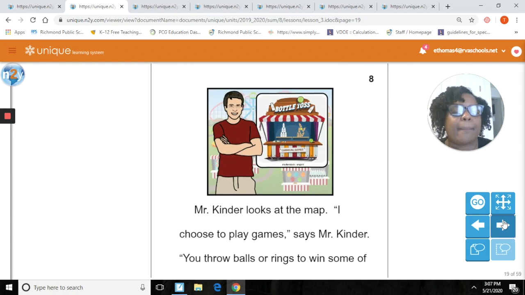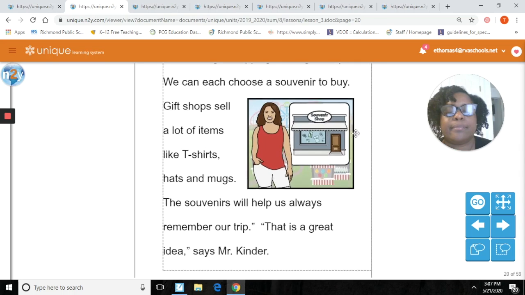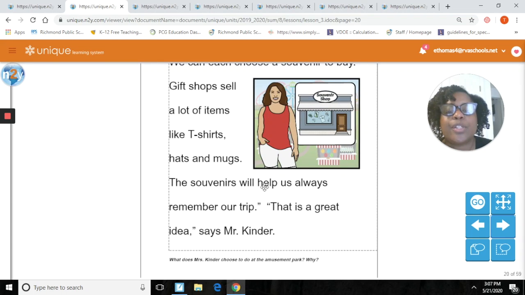All right. Mrs. Kinder looks at the map and she says, "I choose to go shopping at the gift shop. We can each choose a souvenir to buy. Gift shops sell a lot of items like t-shirts, hats, and mugs. The souvenirs will help us always remember our trip."